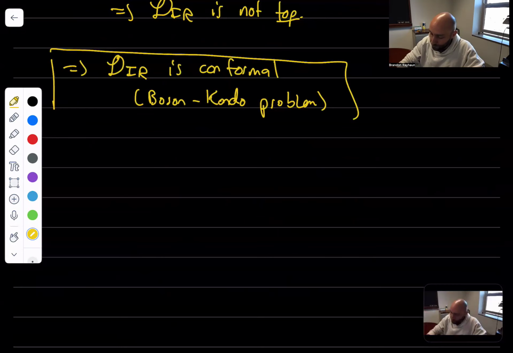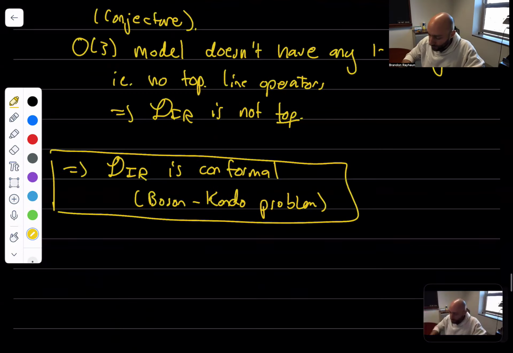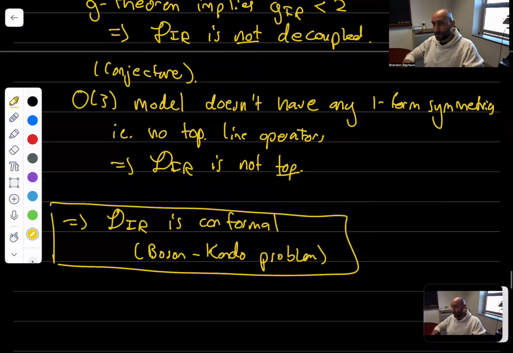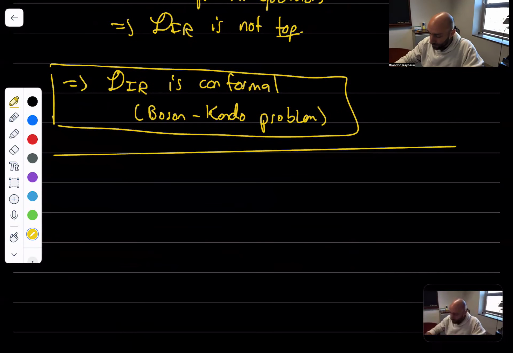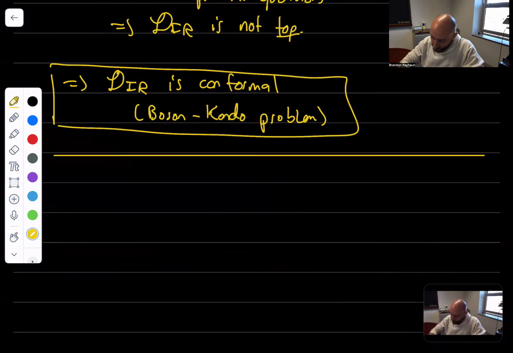Okay. So this is an example of how you can use symmetries and anomalies plus G theorem to learn something about defects in the O3 model. And then the last tool that I want to tell you about is what is sometimes called an anomaly in the space of defect couplings.